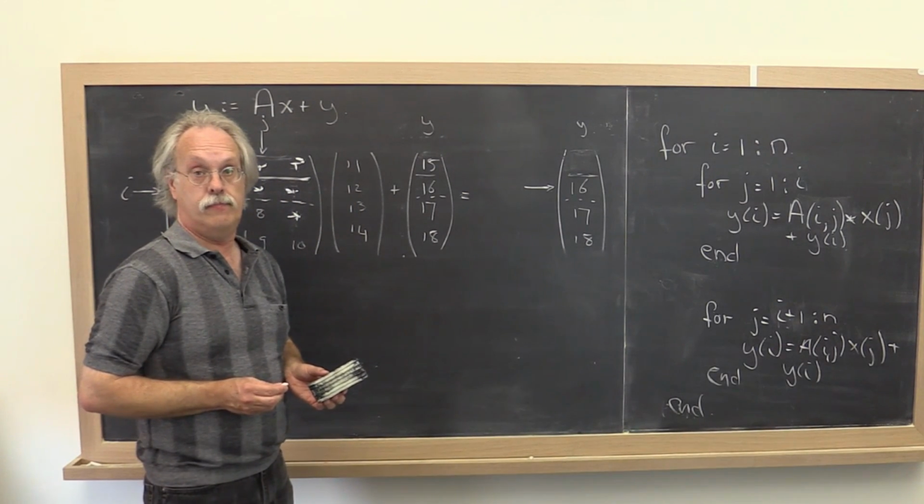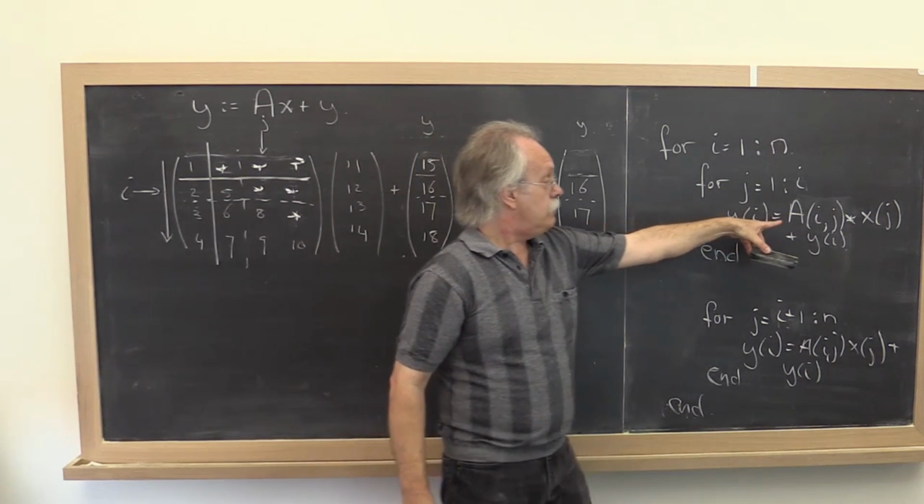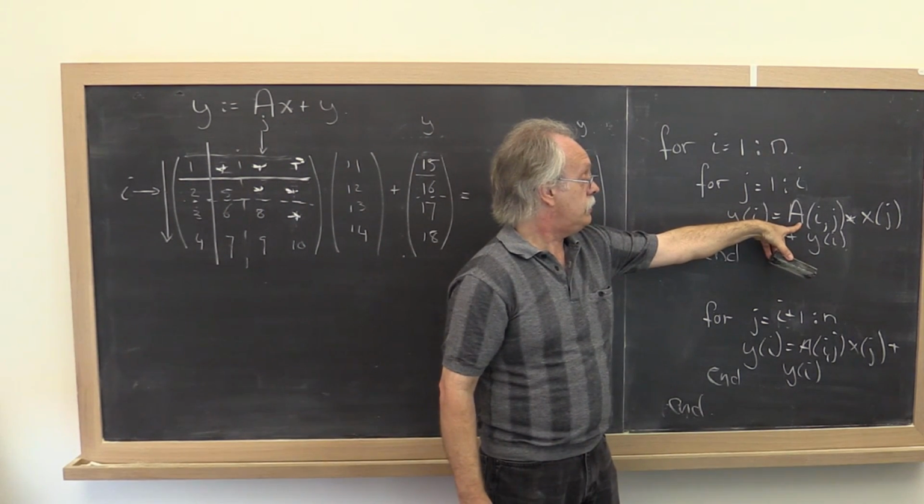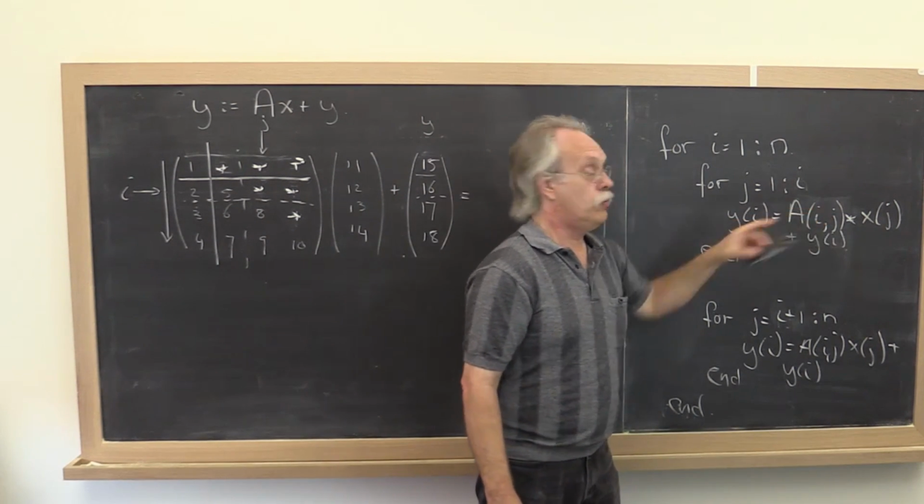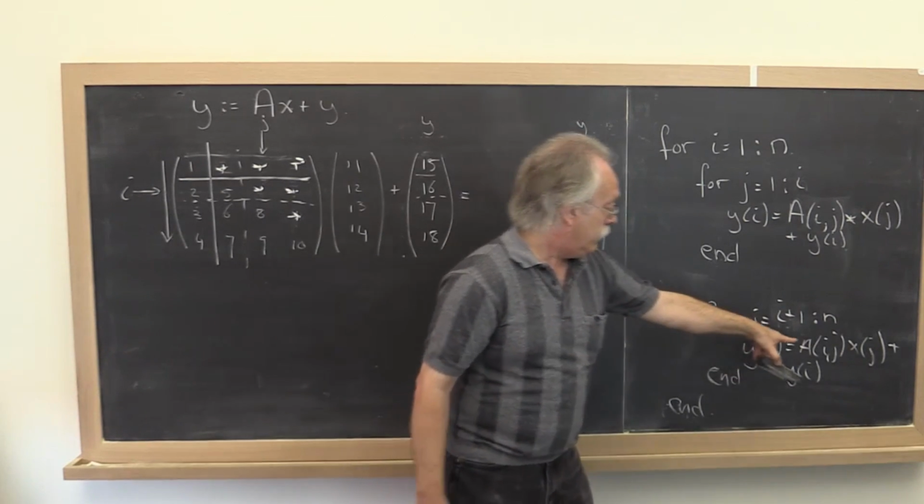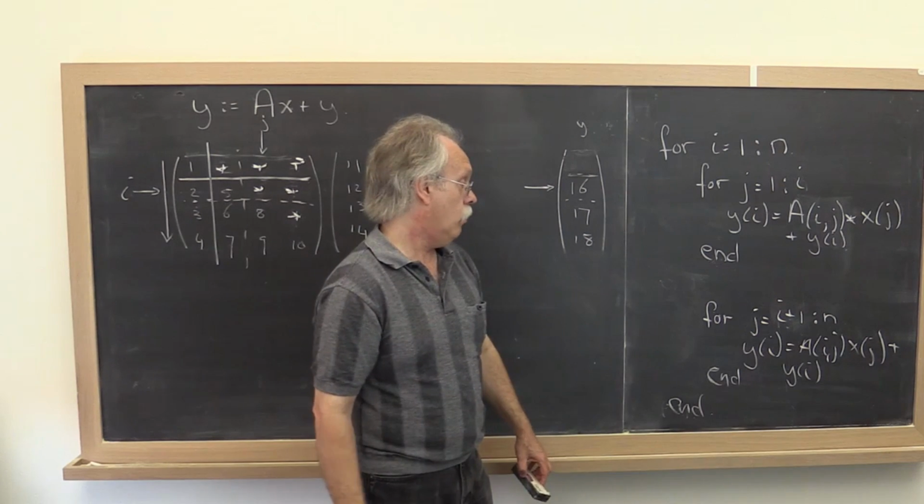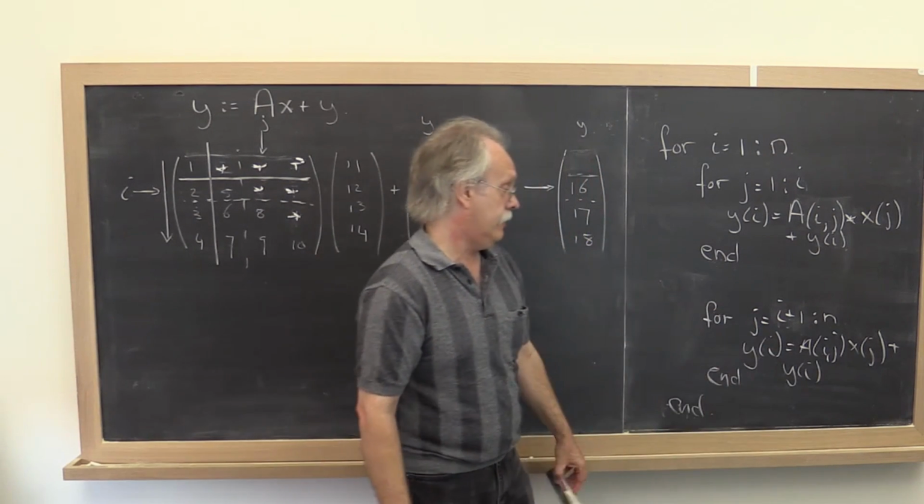Fair enough? But now we still have a problem. These entries here refer to entries below the diagonal. Why? Because j is less than or equal to I. Here, the i,j refers to entries above the diagonal. Why? Because j is greater than I.